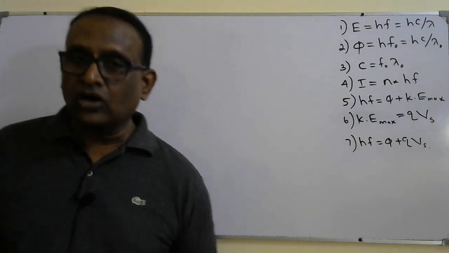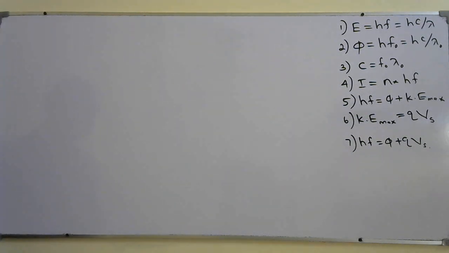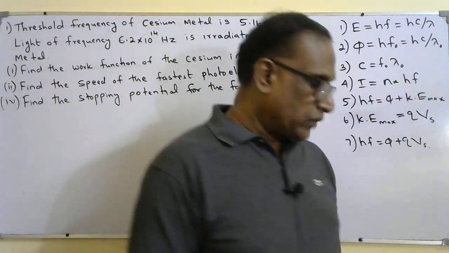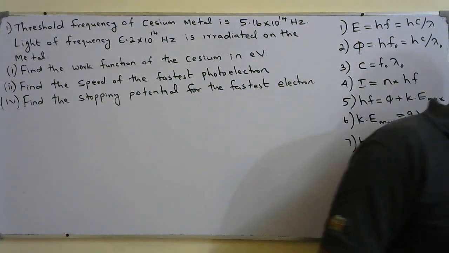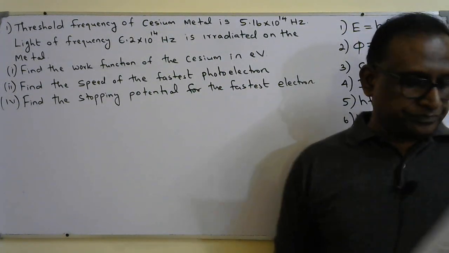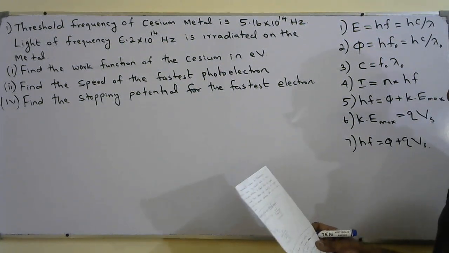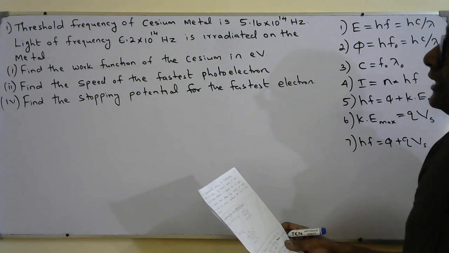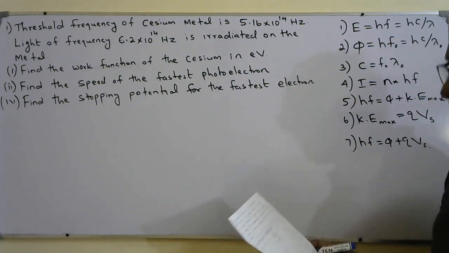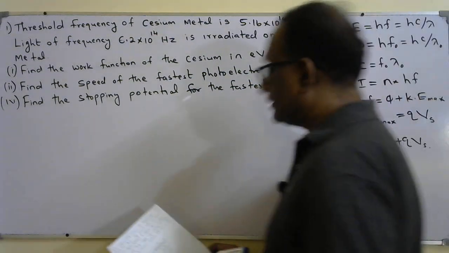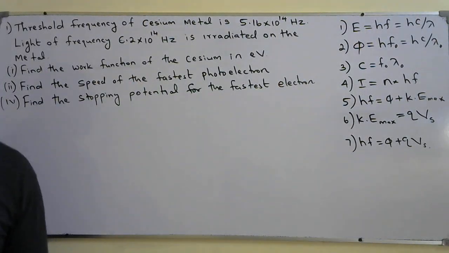Now we'll discuss a few questions related to the photoelectric effect. First question: the threshold frequency of cesium metal is 5.16 × 10^14 hertz. Light of frequency 6.2 × 10^14 hertz is irradiated on the metal. Find the work function of the cesium in electron volt.